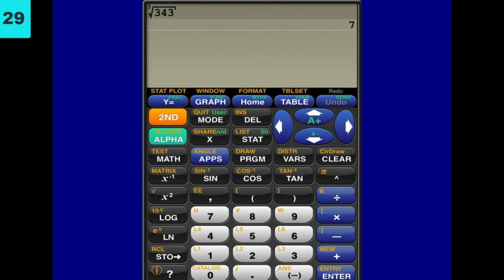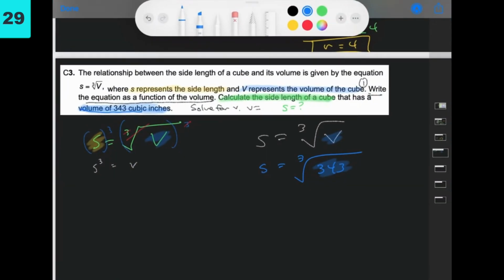3 identical numbers that multiply to be 343. The answer is 7, right? 7 times 7 times 7 is 343, or 7 to the 3rd power is 343. So the answer is 7. And the units was just cubic, so that would just mean that the side length is 7, right?